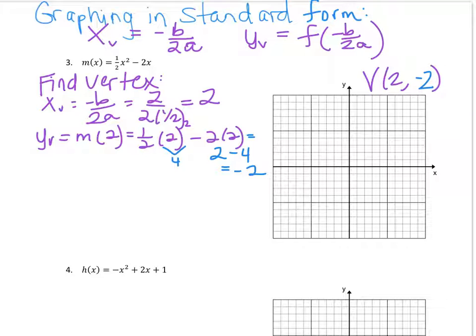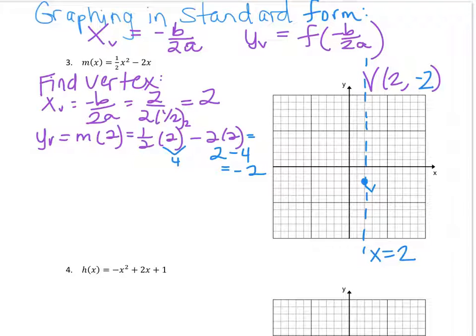Okay, so let's plot that. So we have 2, negative 2. So there's my vertex right there. Okay, my line of symmetry is right down here. So my axis of symmetry is the line. It's not just 2, it's the whole line. X equals 2 is my line of symmetry.